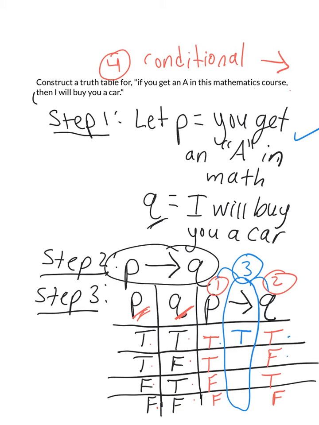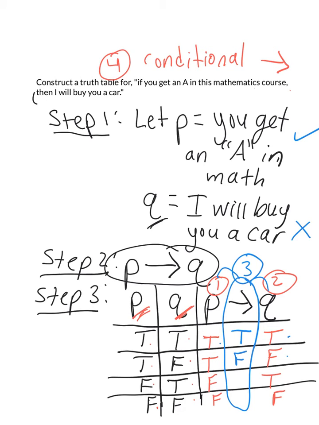However, Q is false. I don't buy you the car. Well, I've lied, so that's false, because if I say, if you do something, then I will do this for you, but I don't follow through on the then portion, I've clearly lied. I should have bought you the car because you did get the A in math.